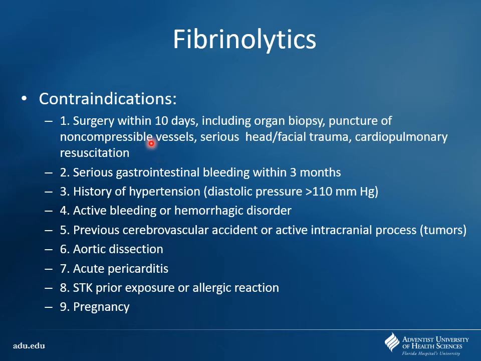So again, within 10 days. Okay, you don't want to give a fibrinolytic in those cases, right? Then again, these are absolute contraindications. Gastrointestinal bleeding within 3 months. History of hypertension with a diastolic pressure greater than 110. It's not uncommon to see in some of these patients. It may sound really, really high, but that's some of these patients you're going to run into, right? Now, does that mean I can't give it ever to those patients?